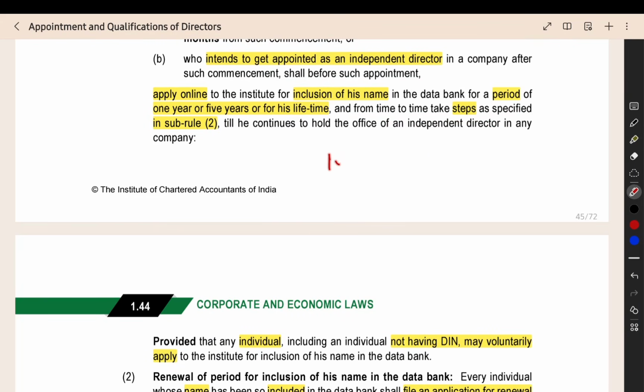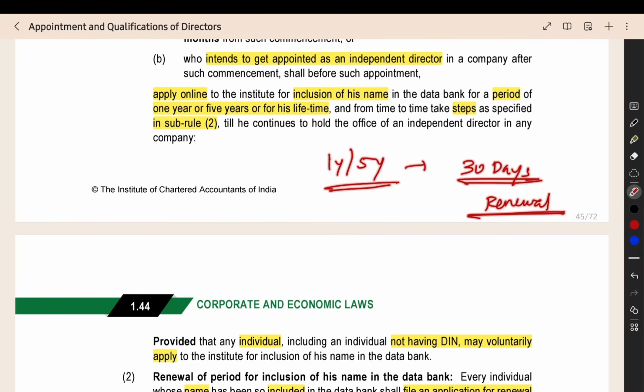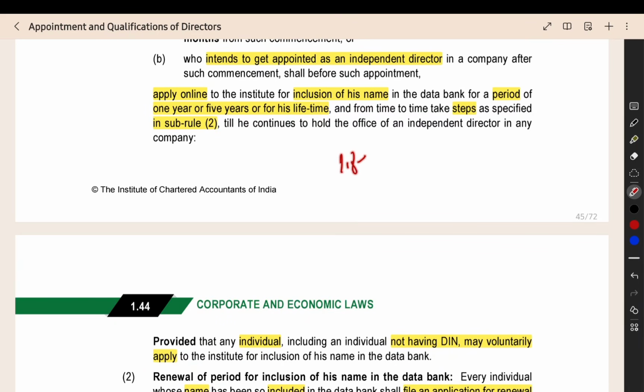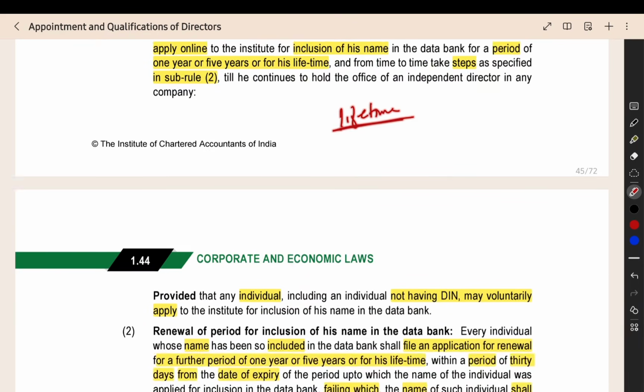So, if you are choosing 1 year or 5 years, then after this period, within 30 days from the expiry of the period, you have to do the renewal of the application. Only then your name will be continually present in the data bank. So, if you are doing a lifetime application, then no need to do the renewal.